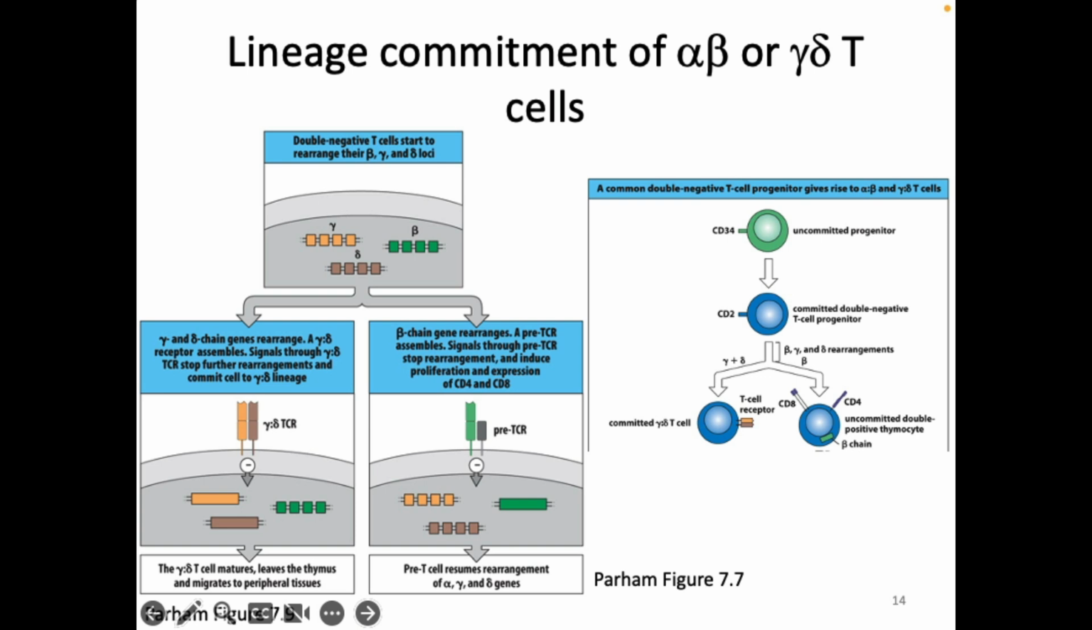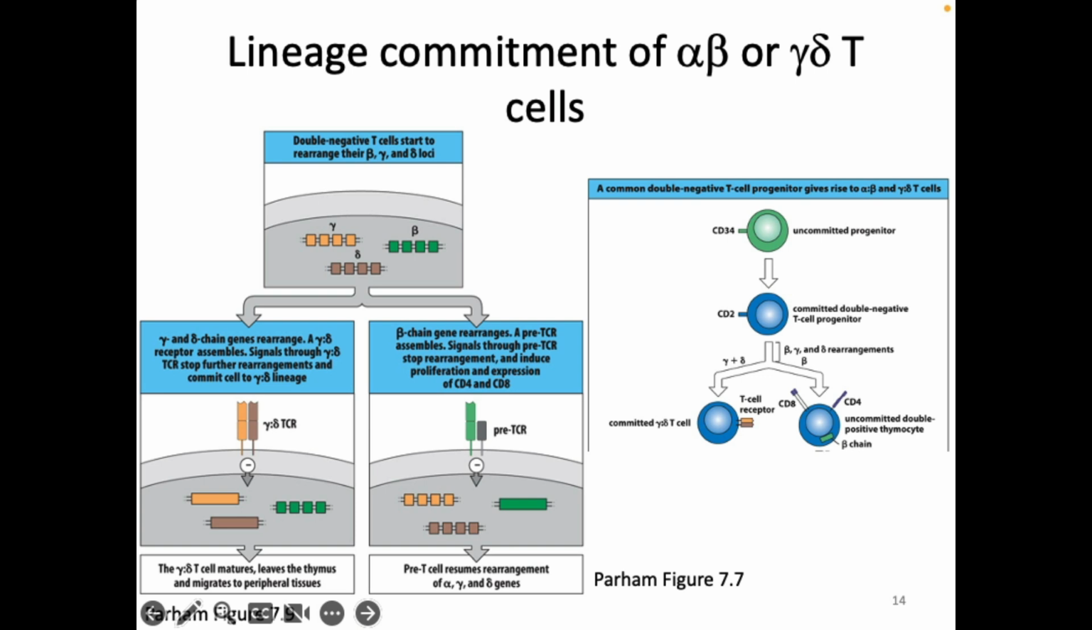Before it gets the signal to turn off RAG, it's chaos of trying to rearrange all three of these things. And so what you can kind of imagine is that it's a race between these two different kinds of receptors. Which rearrangement happens successfully first? Whichever one happens successfully first wins because it can give the allelic exclusion signal and stop the other one.